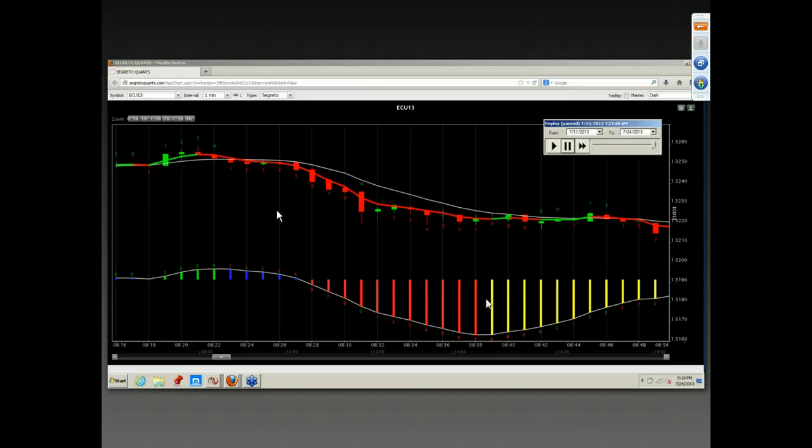One of the things that I'm noticing in my drilling is that you want to stay away from entering too close to these red oscillators.